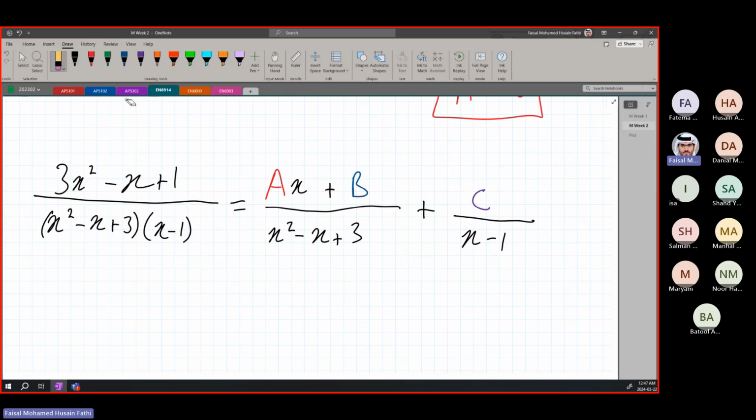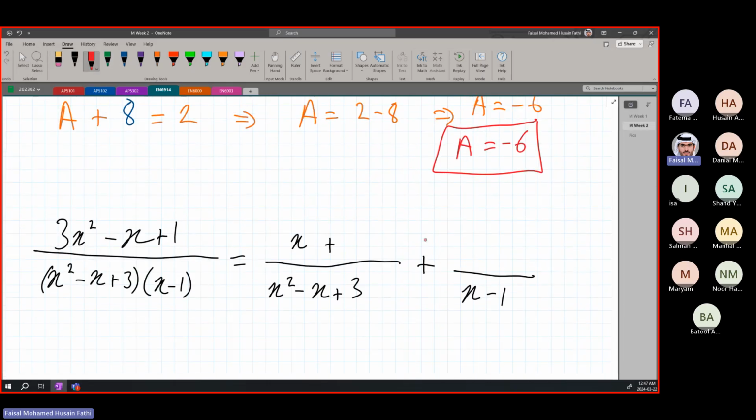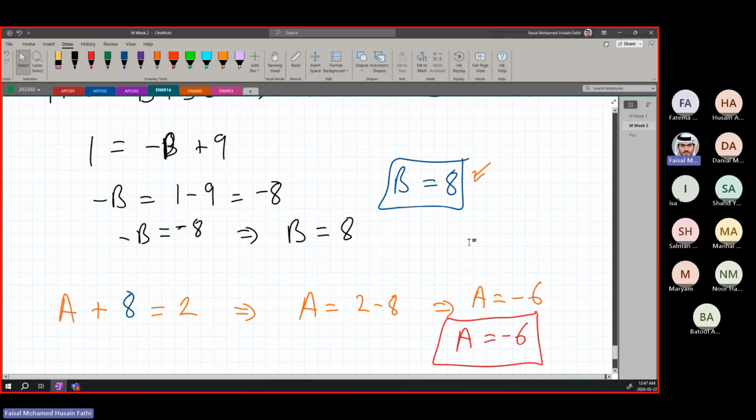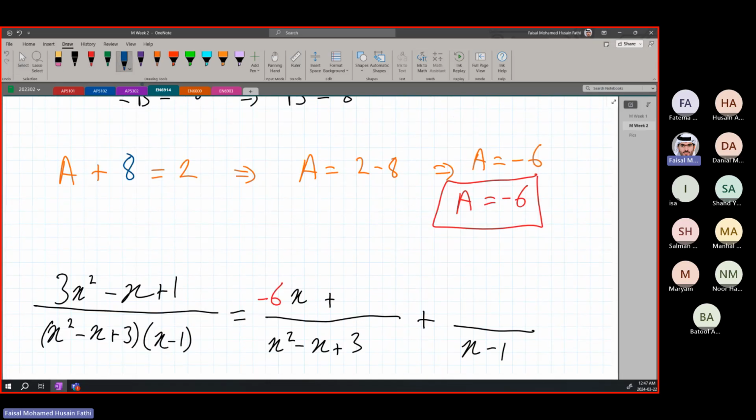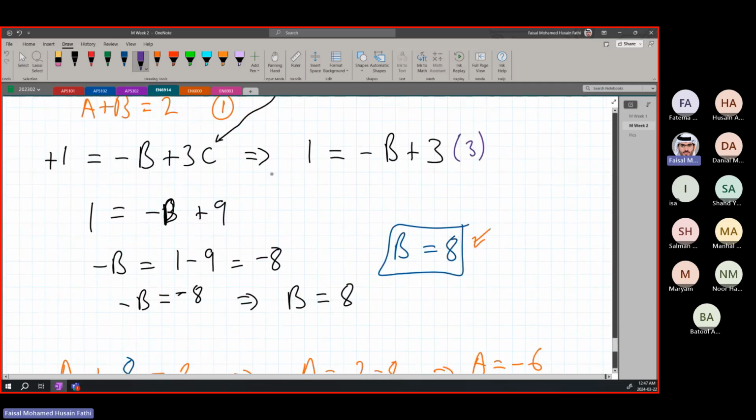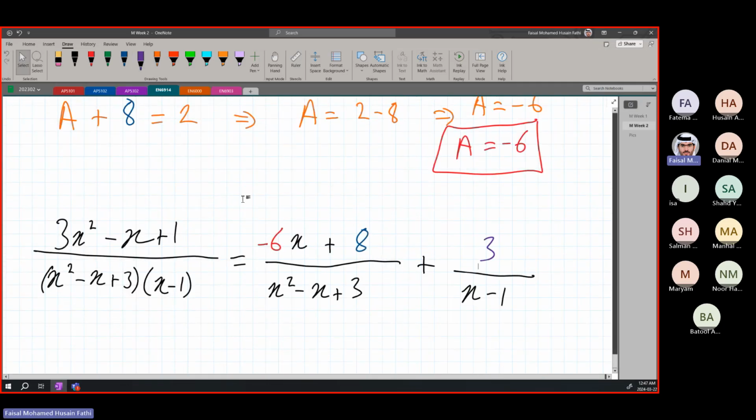So instead of A, instead of B, instead of C, we'll put the values that we have found. So A was minus 6, so this is minus 6x. B was 8 plus 8. And C was 3 plus 3. And this is the final answer.